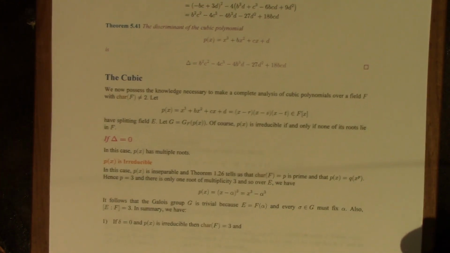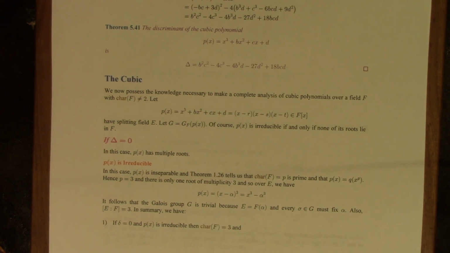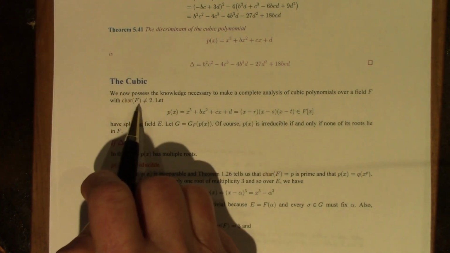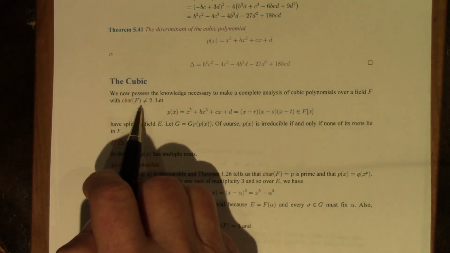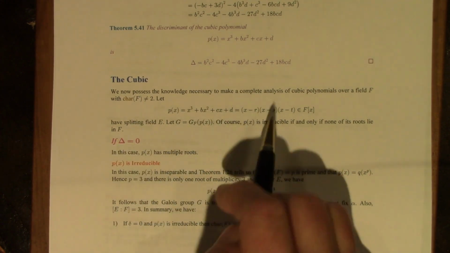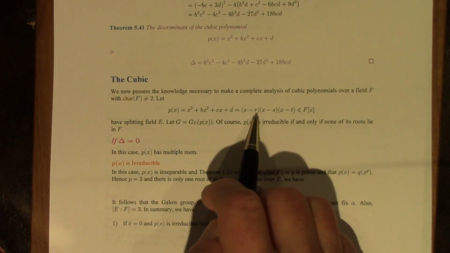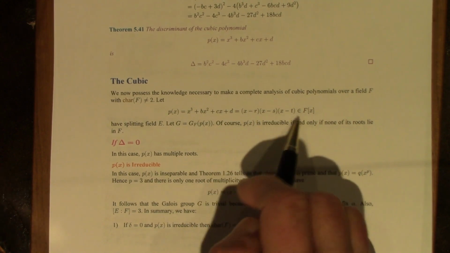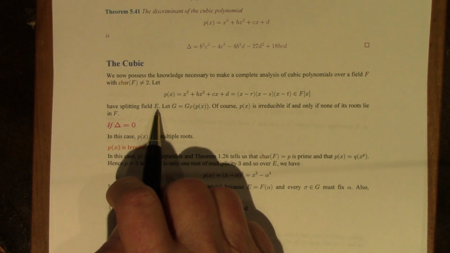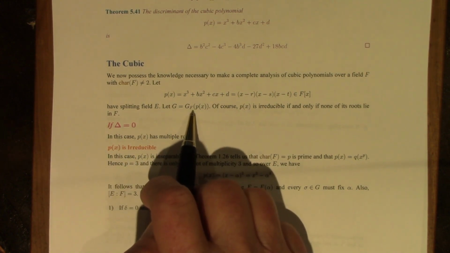Well, let's see how we might use this then to do a complete analysis of cubic polynomials. And again, we're assuming the base field has characteristic different from 2. So here's our polynomial. Let's say the roots are r, s, and t, so I don't have to deal with all the subscripts, and splitting field E, Galois group G.